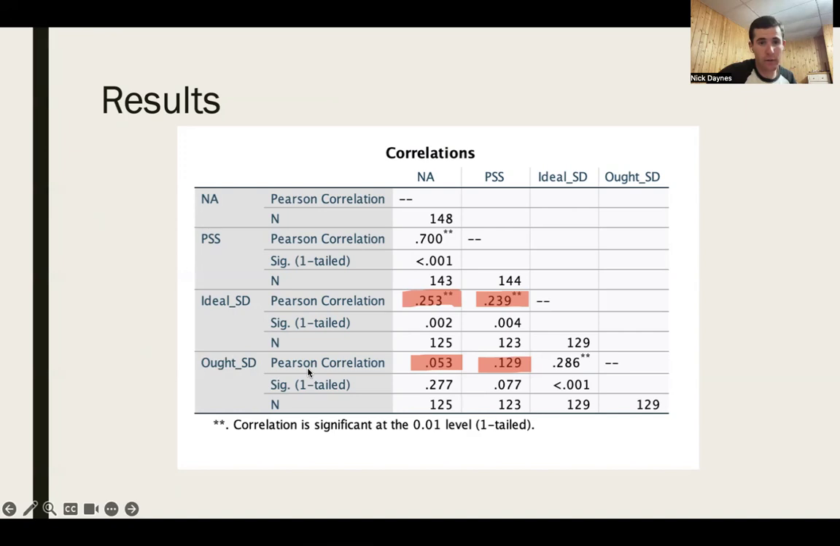So by the looks of it, if you look at this correlation matrix here, and it's what I've highlighted, ideal self-discrepancy is significantly correlated with negative affect and perceived stress. Perceived stress is PSS, negative affect is NA. And according to Cohen, they would be smaller correlations, around 0.2, 0.3.